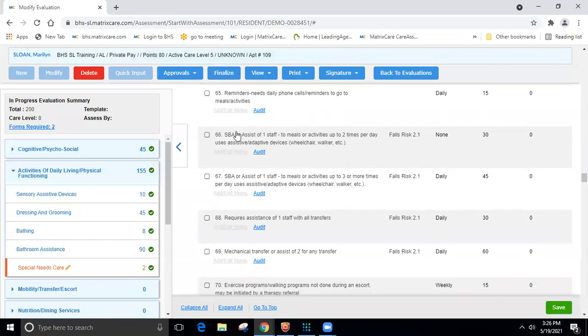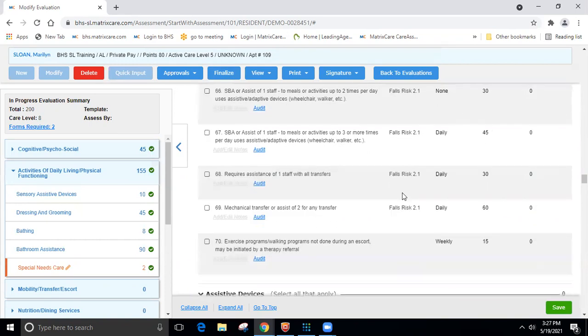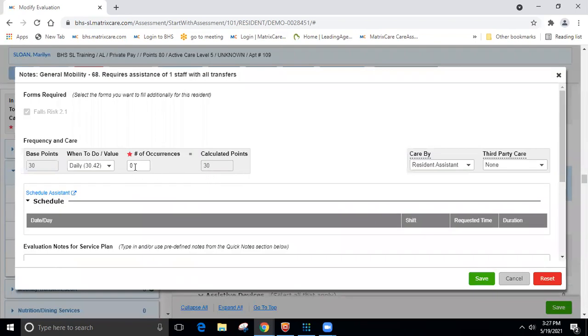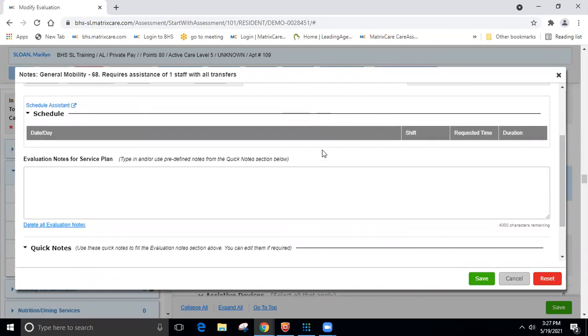Again, you have mobility. There's standby assistance of one, or assist of 1 to meals up to 2 times a day. There's standby assistance of meals up to 3 times a day or more. So it's those that don't go to breakfast or lunch, and maybe 1 meal a day, and then they like to go to an activity a day. I would click this to get those 30 points or 45. There's another one for if they always require assist of 1 without transfers. And of course, that's something I would want every shift to know. So I would make sure I put it down for every shift.